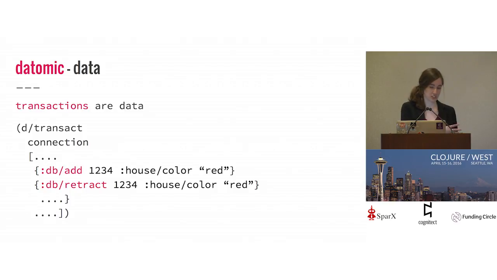You make a transaction, which is just data, onto your connection. You can add things just by using the db add keyword. You say, I have a house that is the color red. Or you can retract that fact about the house. My house is no longer red.